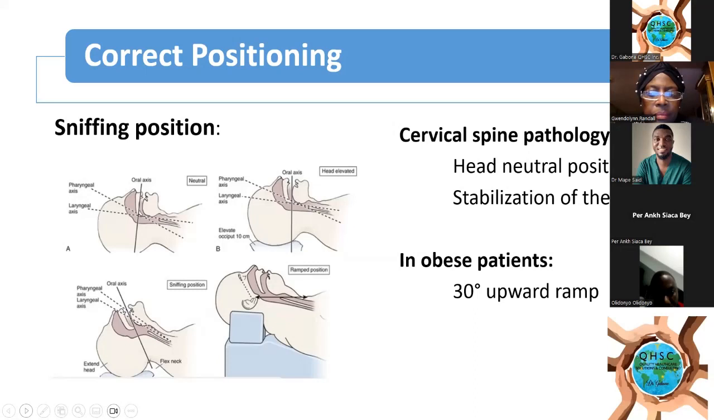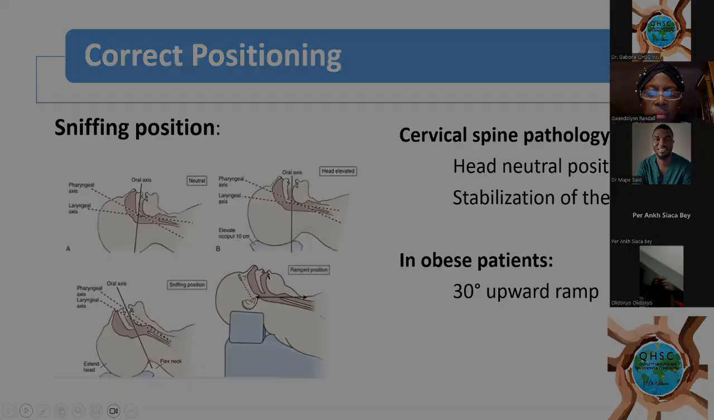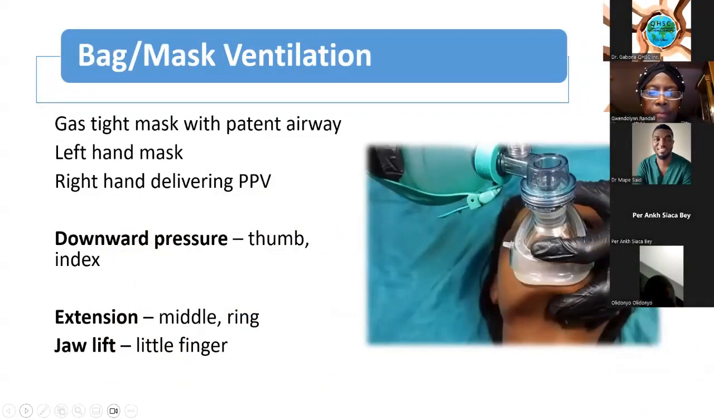Another technique of bag and mask ventilation is the two-handed technique, the next slide. Here, you need an assistant to apply the bag and ventilate for you. You make an airtight mask seal with the patient's airway, holding the mask with your left hand, and you are providing positive pressure ventilation with the right hand. The thumb and index apply the downward pressure. The middle finger and ring finger extend the jaw, and the little finger helps with the jaw lift to keep the airway open.